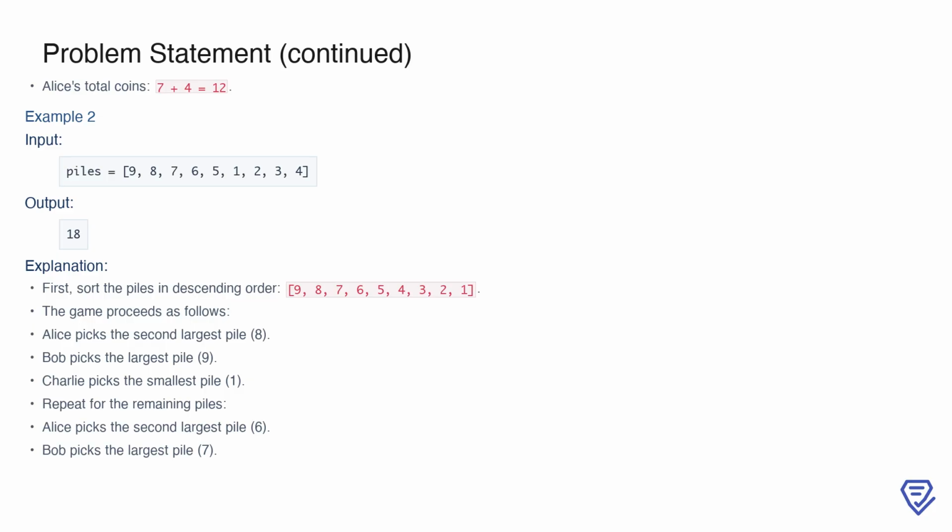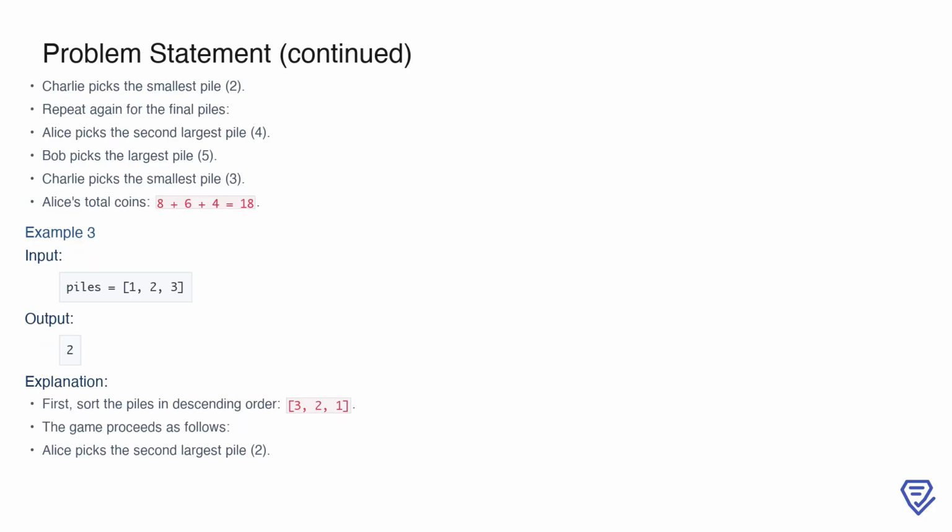In the second round, the remaining piles are 7, 6, 5, 4, 3, 2. Alice picks the second largest pile, which is 6, Bob picks the largest pile, 7, and Charlie takes the smallest pile, 2. Finally, in the last round, the remaining piles are 5, 4, 3. Alice picks the second largest pile, which is 4, Bob picks the largest pile, 5, and Charlie takes the smallest pile, 3. Adding Alice's coins together, we find that her total is 8 plus 6 plus 4 equals 18. This value is returned as the output for this example.